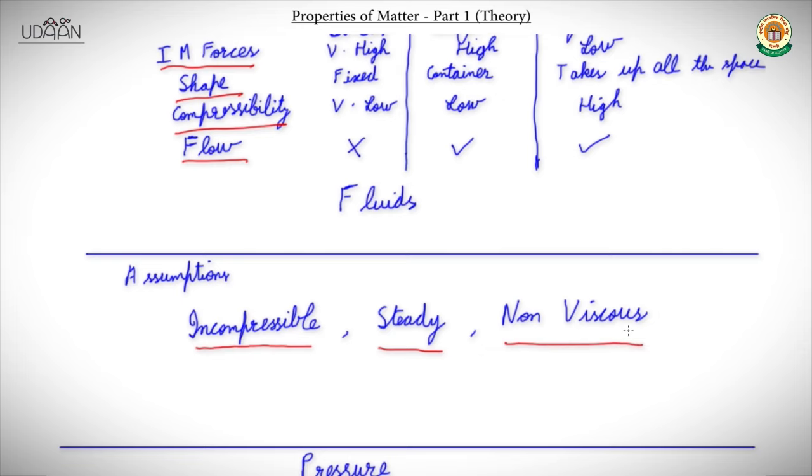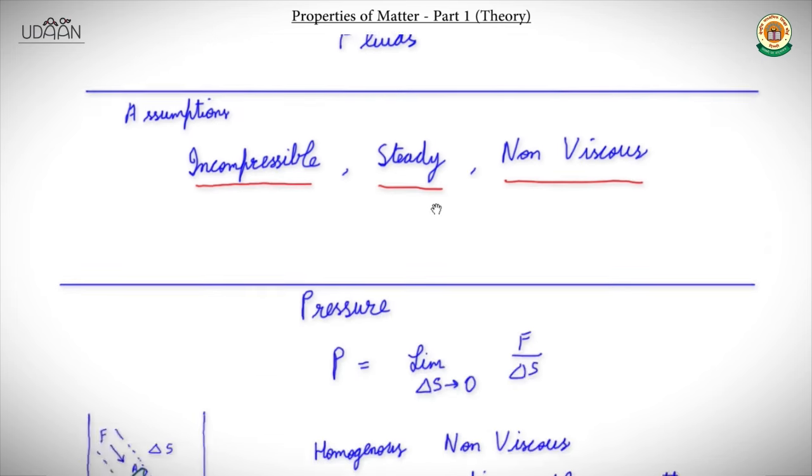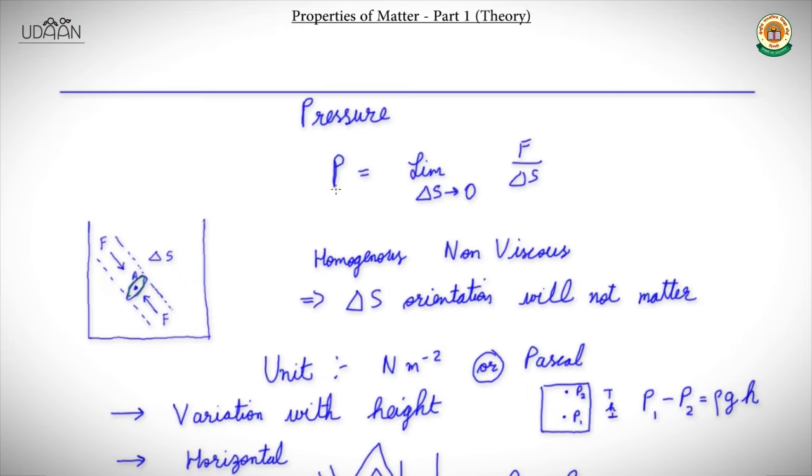Now coming to the calculation of pressure, first let us define pressure. The pressure at a point A is given by limit delta S tends to 0 of F upon delta S. Delta S is a small area which is randomly oriented around the point A, so delta S appears to be a two-dimensional disk of sorts. In a homogeneous non-viscous fluid, the orientation of delta S will not matter. The SI unit of pressure is Newton per meter square. This is also called Pascal.